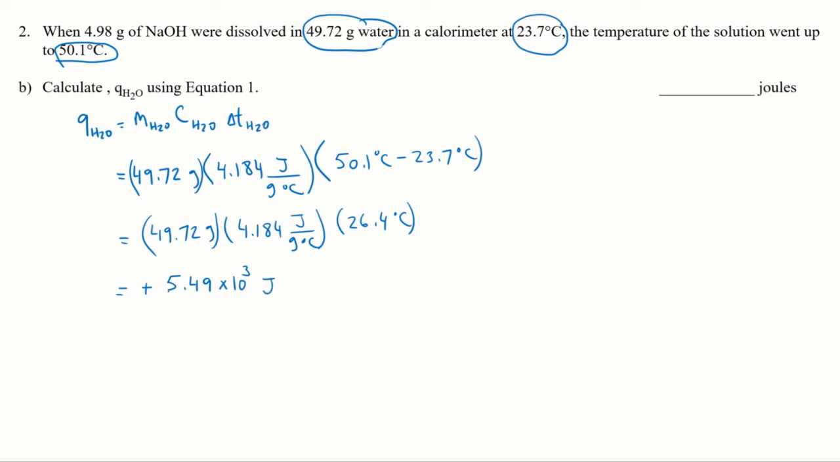And of course, I'm keeping 3 significant figures because I'm limited on the temperature to three significant figures. So the answer here, I already have the units written as joules, so it'll be positive 5.49 times 10 to the 3 joules.